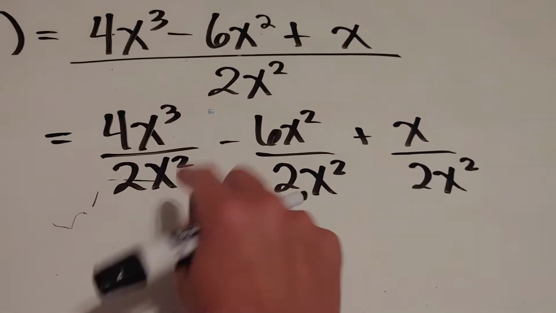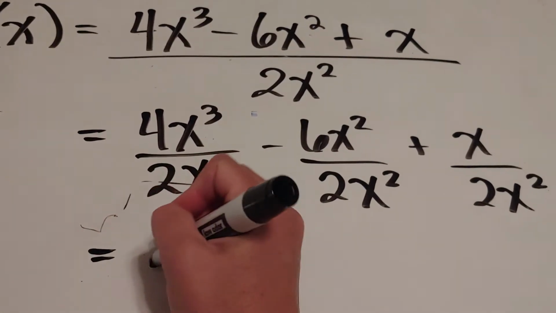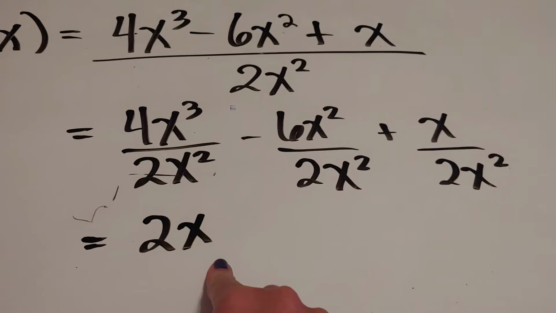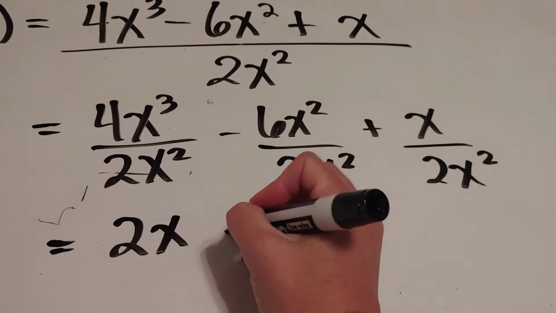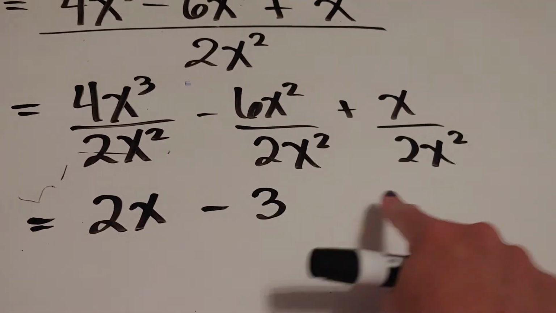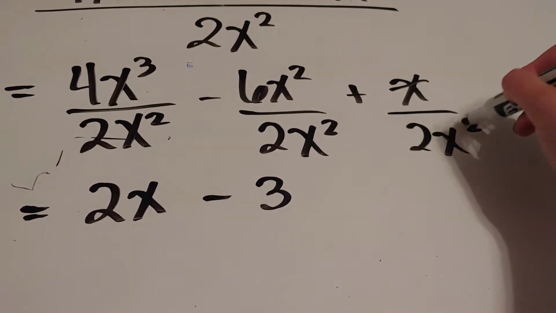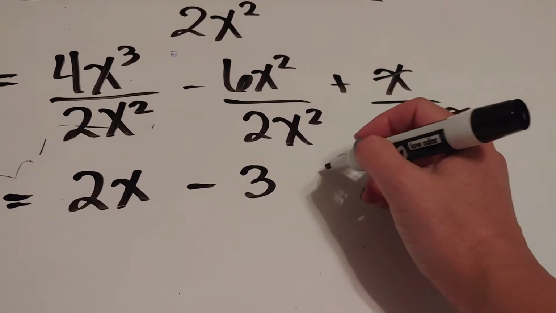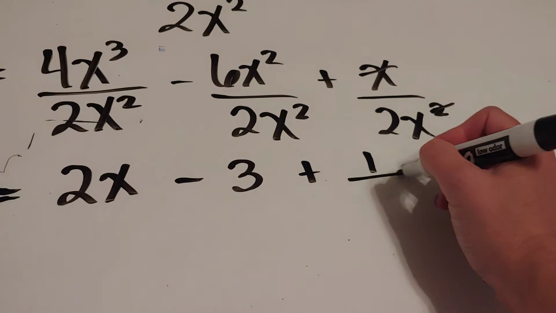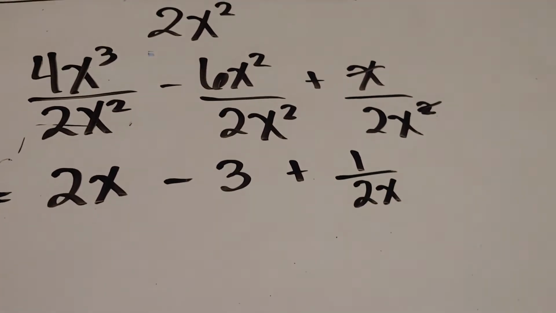So this first one, when I reduce it, so I'm just reducing it using algebra, I get 2x. This next one, when I reduce it, I get minus 3. And this last one, I'm still going to have an x left. That x is in the denominator. So this is really going to be 1 over 2x.